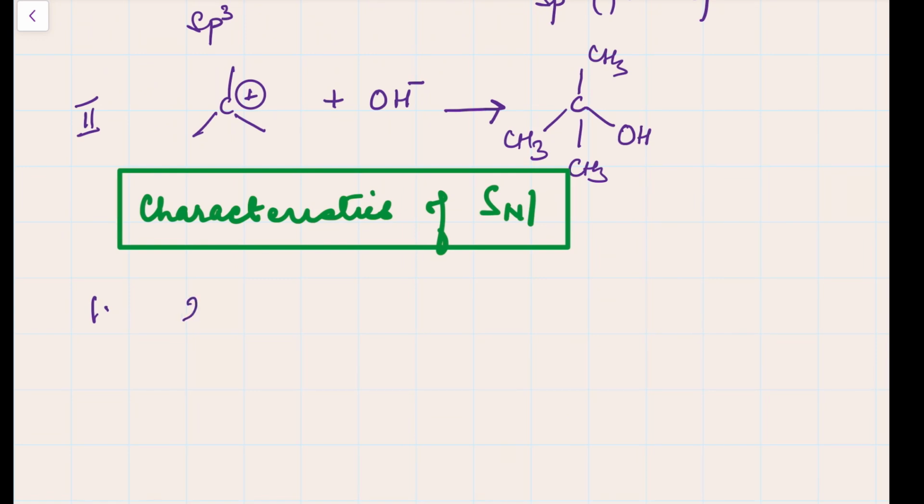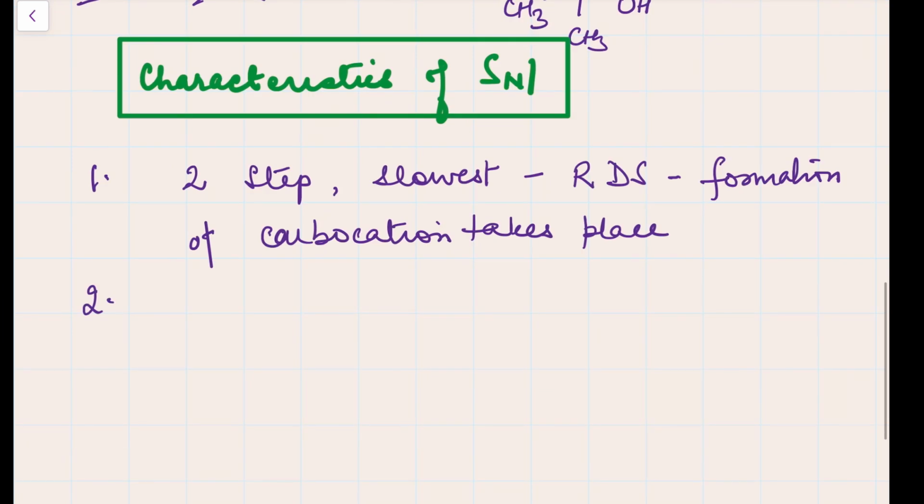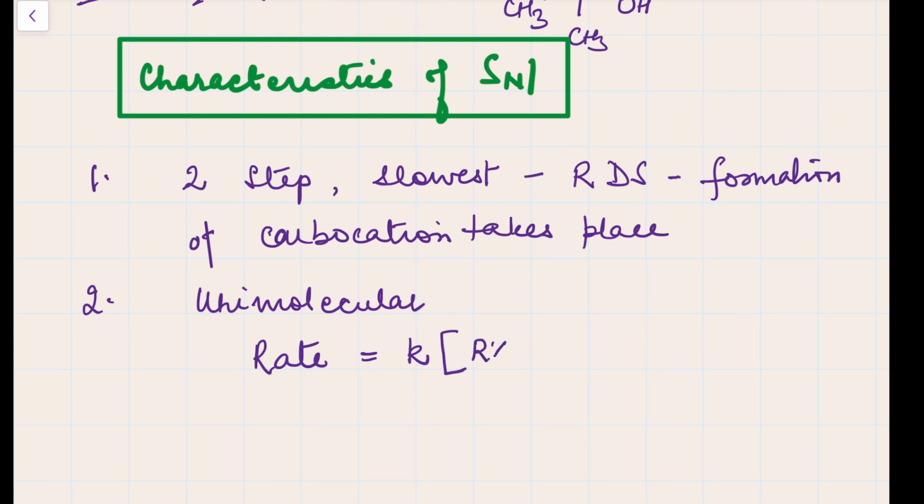The characteristics of the reaction are: it has two steps, and the slowest step is the rate determining step, in which formation of the carbocation takes place. The reaction will depend only on the formation of the carbocation, so we call it unimolecular. If we write the rate law expression, the rate will be equal to the rate constant times only the RX that forms the carbocation.